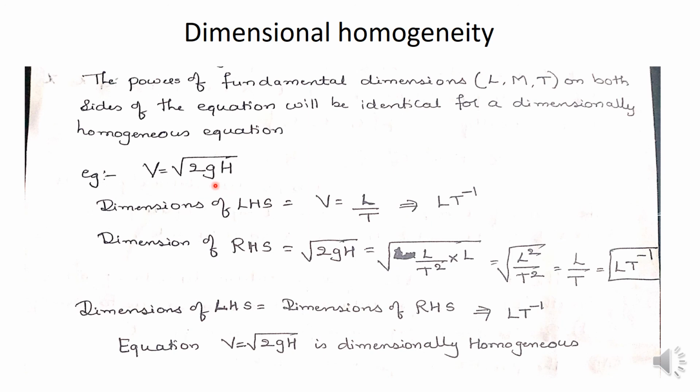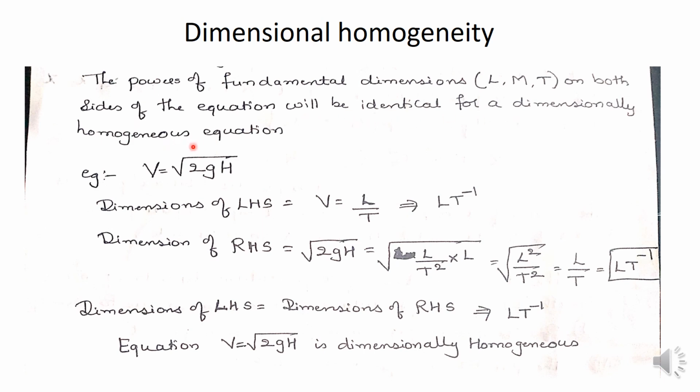It means that on both the LHS and the RHS of the equation, the dimensions of each term should be equal. Then only we are going to call the equation dimensionally homogeneous. So in a dimensionally homogeneous equation, the powers of the fundamental dimensions, that is L, M and T, on both sides of the equation will be identical.